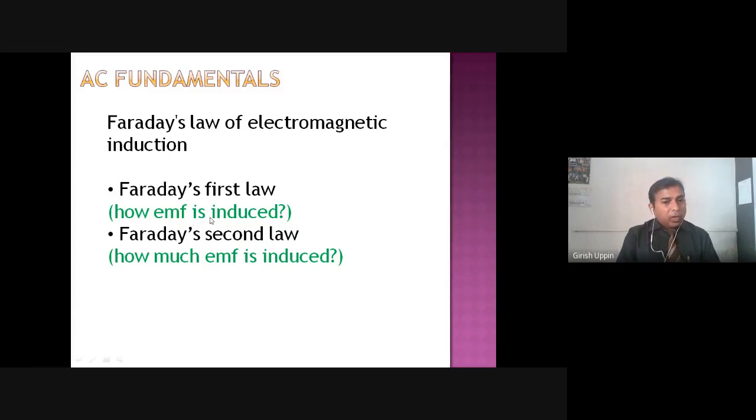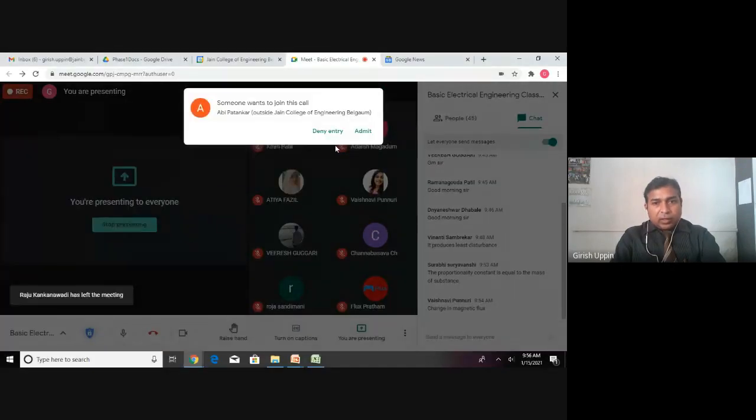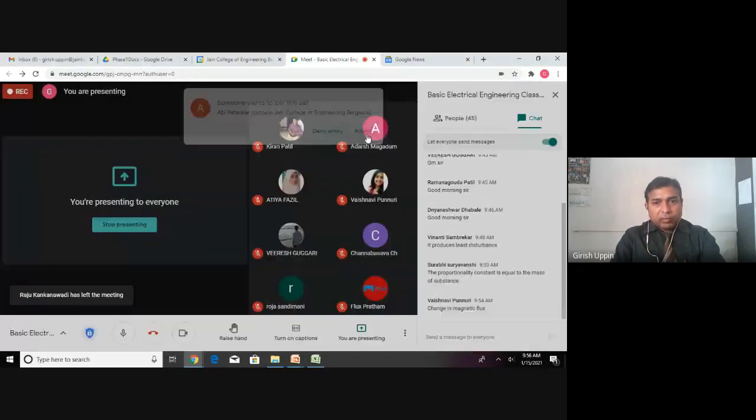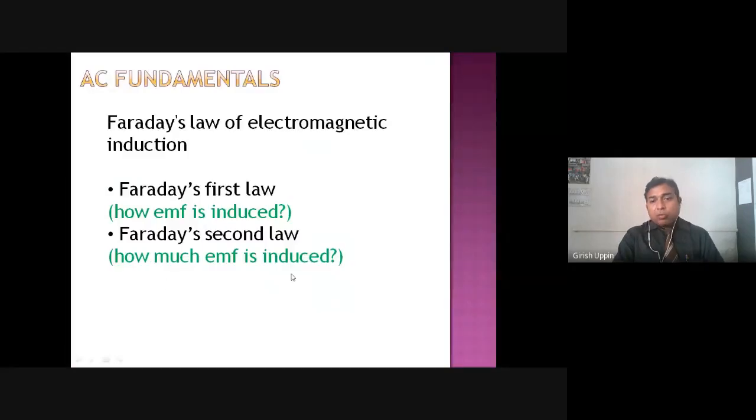Simple: how EMF is induced? Whenever flux linked with a coil or a conductor changes, EMF is induced. That is the answer. And Athia already told the answer for the second one, how much EMF is induced. Faraday's first law told us that whenever we change the flux linked with a coil, EMF will be induced. EMF in the sense what? You see the battery, right? You get the voltage which you can connect to any load or a bulb so that it will light it. So EMF is induced.